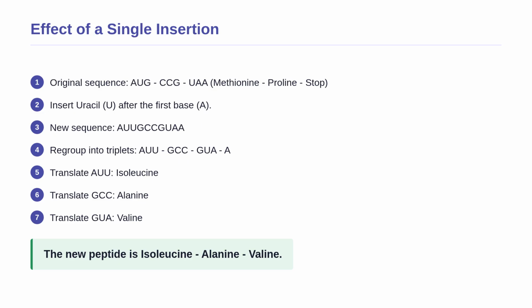When we apply our strategy of breaking this into non-overlapping triplets, the reading frame shifts. The first codon is now AUU, the second is GCC, and the third is GUA, leaving a single A hanging at the end. Translating this new set gives us isoleucine, alanine, and valine. A single added letter completely destroyed the original message, creating a totally different non-functional protein.